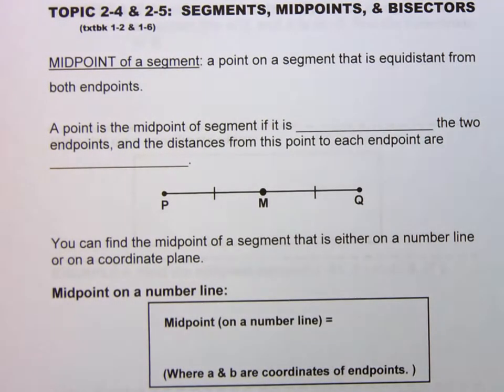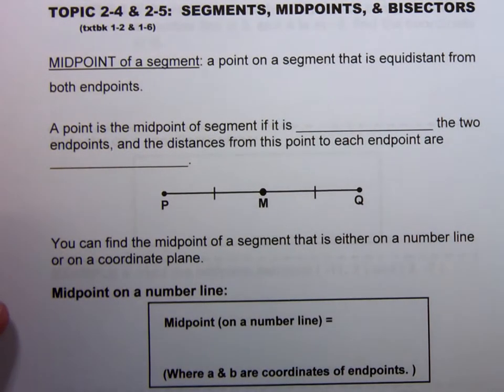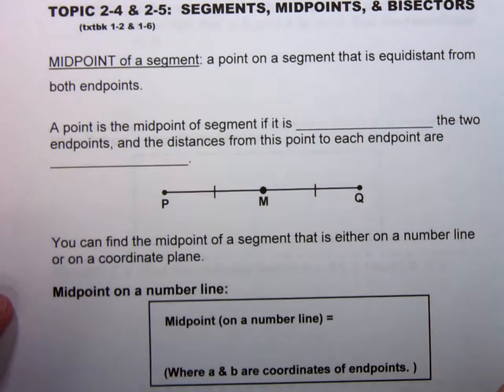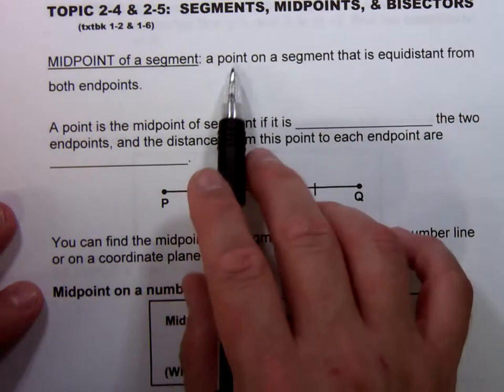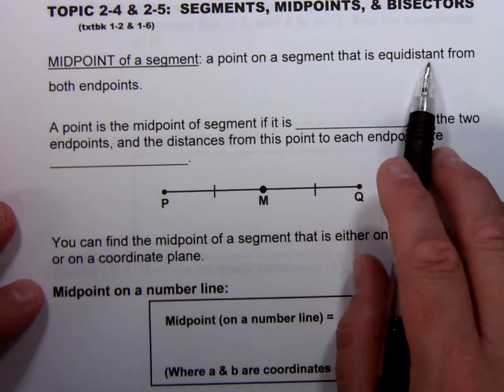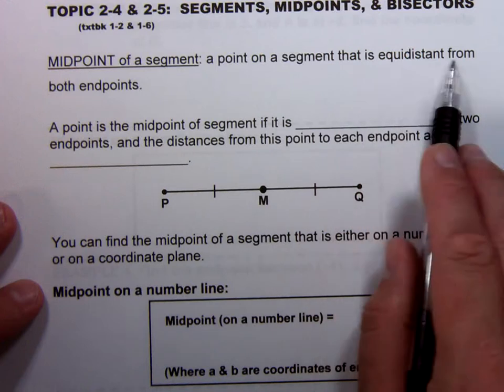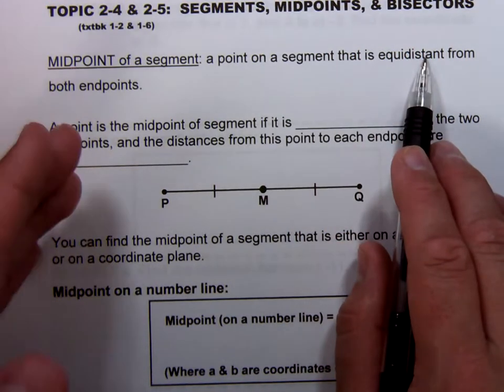Alright, we're going to cover 2.4 and 2.5 about segments, midpoints, and bisectors. The first thing we'll learn is what a midpoint of a segment is. The midpoint of a segment is a point on a segment that is equidistant from both endpoints. And equidistant just means an equal distance.